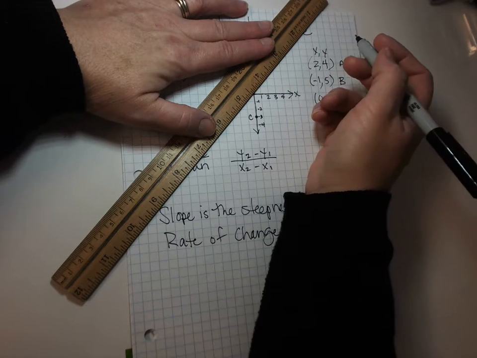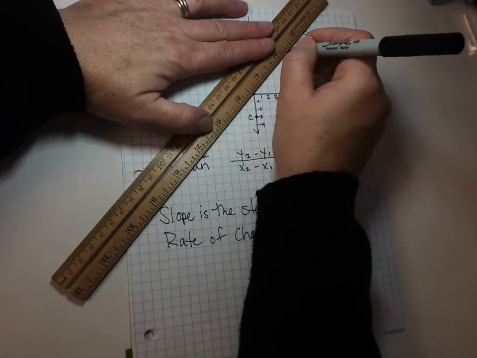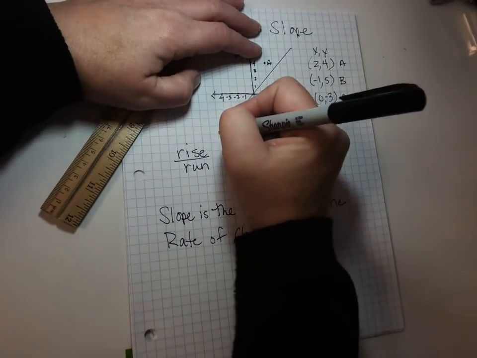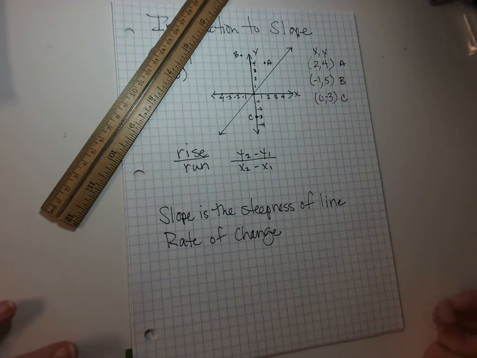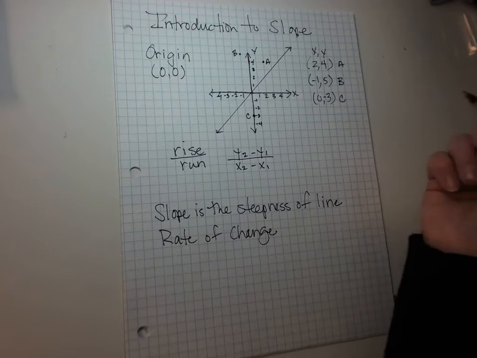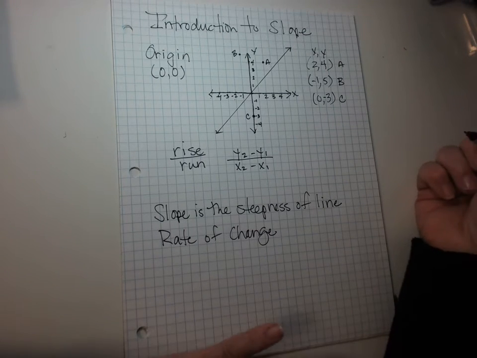But if you don't have a ruler, you can always use the edge of a notebook or a regular book or something like that. That might be helpful if you don't have a ruler. All right, so I have a line.